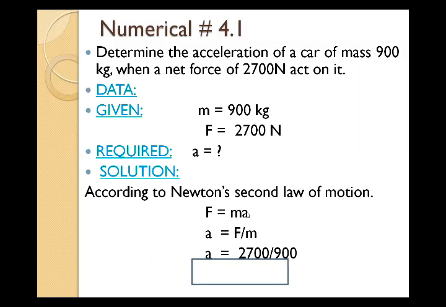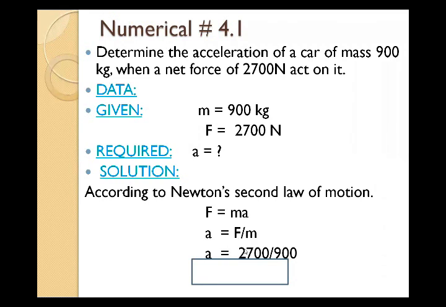So we don't shift the acceleration from this side. What we have to shift is the mass, from this side to the other side. So m is multiplied by the acceleration, and by shifting it to the other side, this mass will divide the force, and it will become F divided by m. So the equation will become a equals F over m.